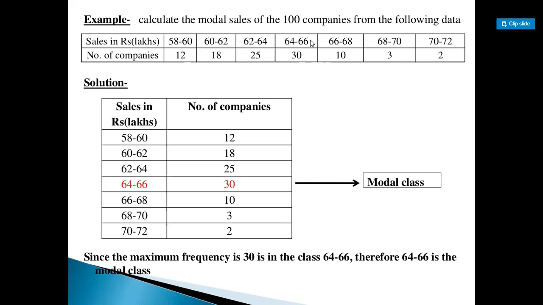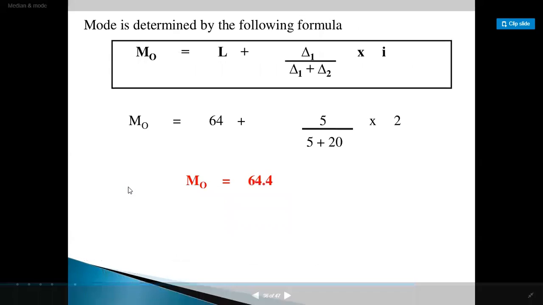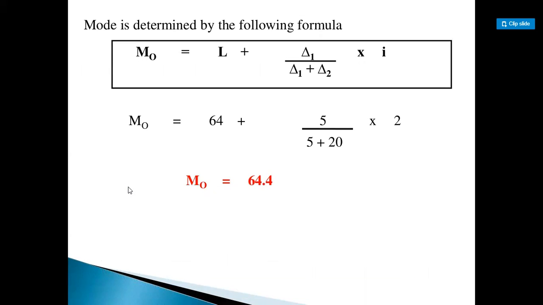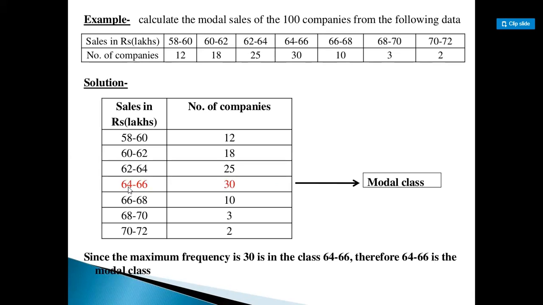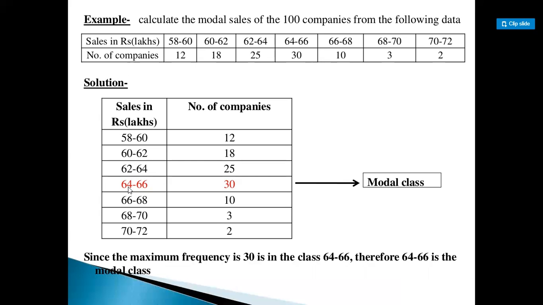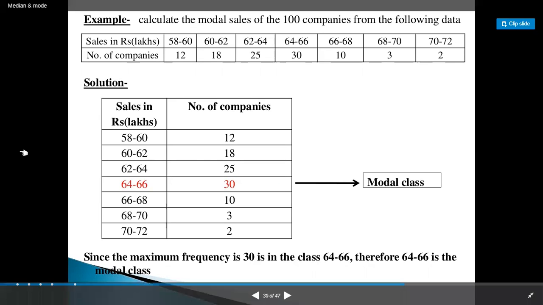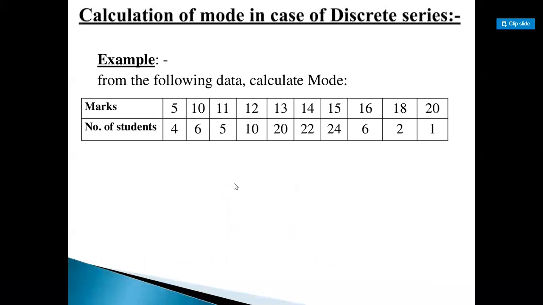64 is L, the lower limit. Then 64 plus 5, because the number of items is 5, so we have taken 5 for that, plus 5 plus 20 into 2. The difference is 2, from 64 to 66, so that is why we have taken 2 here. Then we calculate, and we find that 64.4 is the answer, and 64.4 comes in the class with 30. So that is why we say this is the modal class.